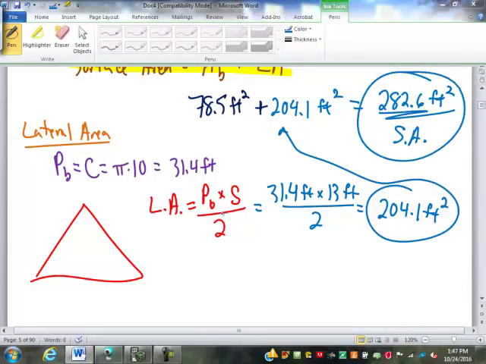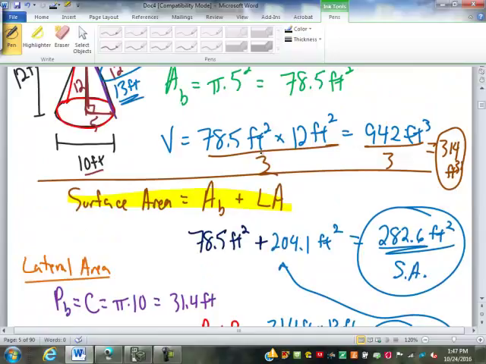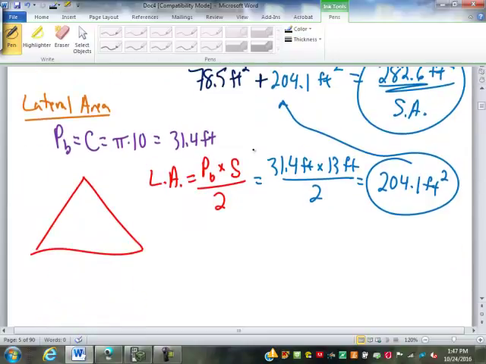What do you think? Not terrible? The difference is for volume, you got to divide by 3. For surface area, you're only using the area of the base once. And for lateral area, you got to divide by 2. And you got to use the slant instead of just the height.